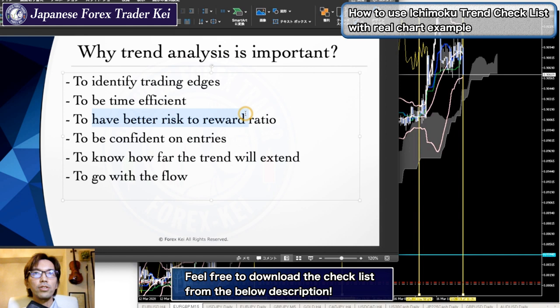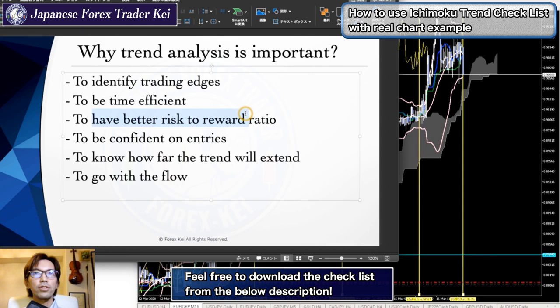So actually the error is coming from the bottom, right? In this case, the error is coming from the bottom, and that's why the price has been pushed upwards, right? So this is what I mean by going with the flow. So in this case, you are going with the flow of this uptrend.